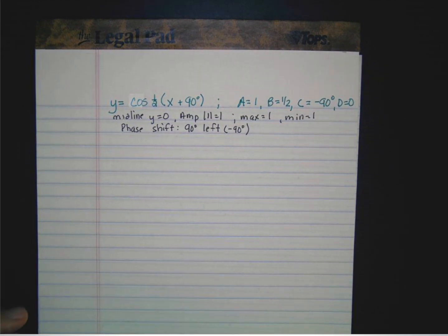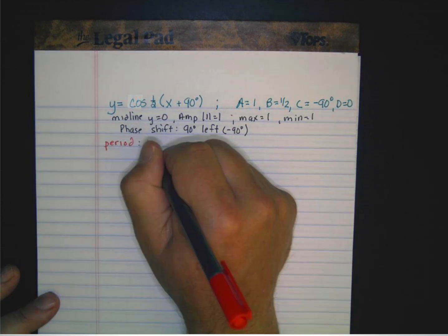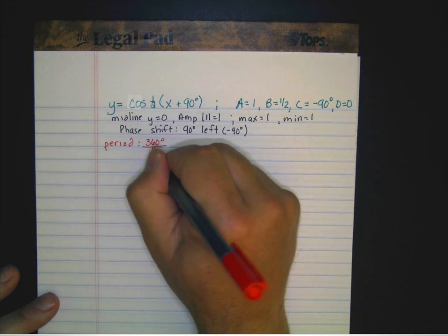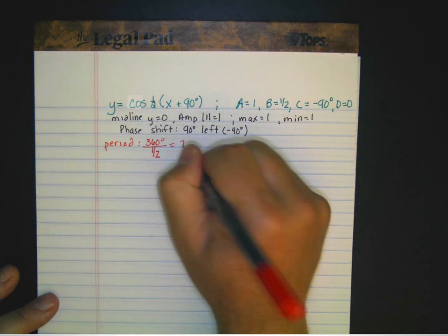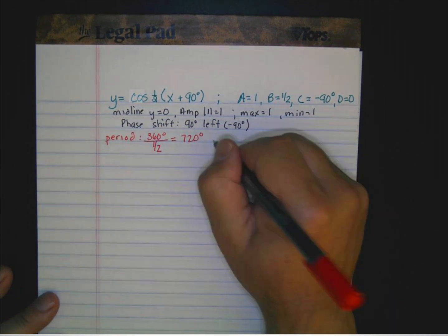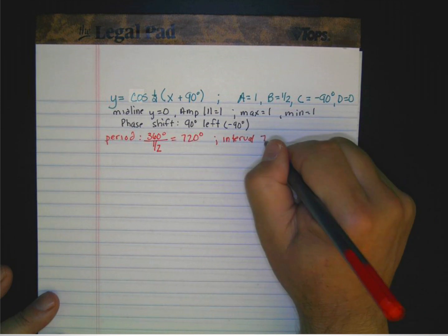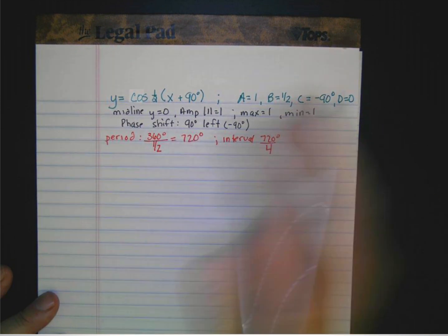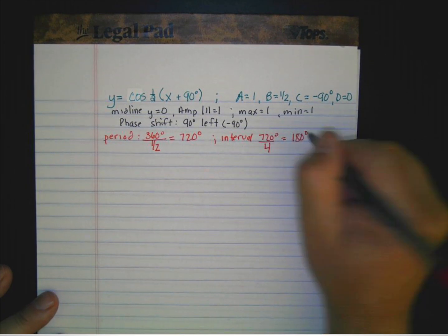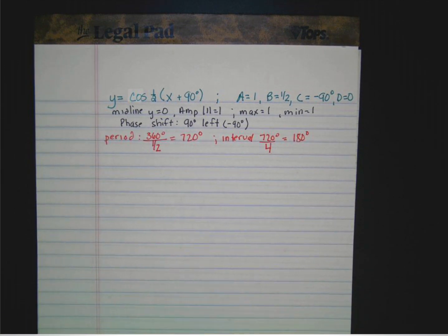So let's do our period. Our period is going to be 360 divided by b. b is 1/2. No, that answer is not 180. It's actually 720 degrees. So that's our period. And then our interval, remember, interval is what we're counting by. So it's going to be 720 divided by 4, because we're cutting into the 4 quadrants, so to speak. And that's going to be 180 degrees. So I'm actually counting by 180 degrees. All right? So let's draw this up.